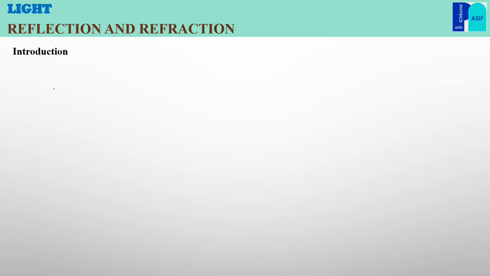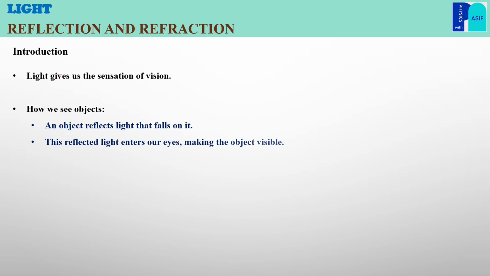In the introduction, we recall what we have already learned in the lower classes. The first point is light gives us the sensation of vision. So just like the ears give the sensation of hearing and the tongue gives the sensation of taste, the eyes give the sensation of vision. But the question is, how does it do this? And here is a simple way to understand.